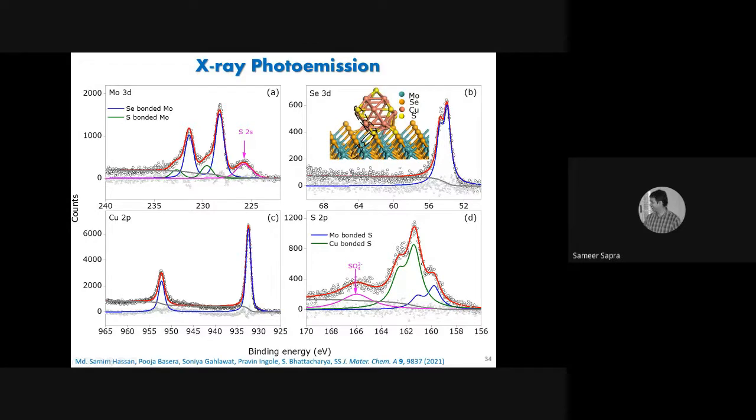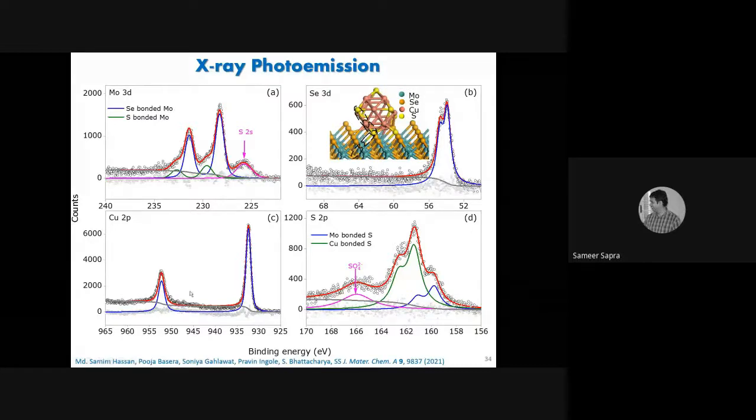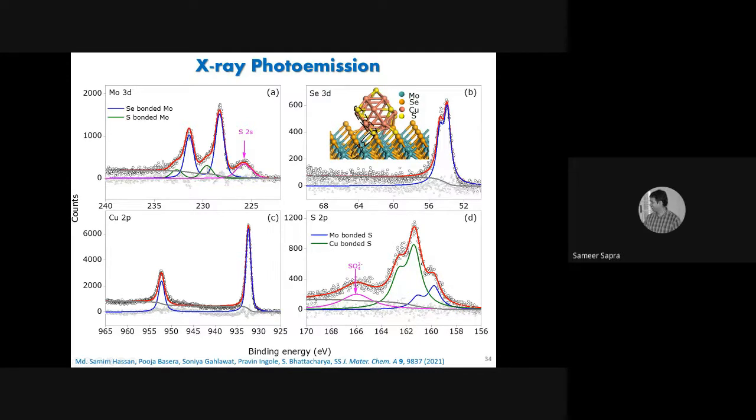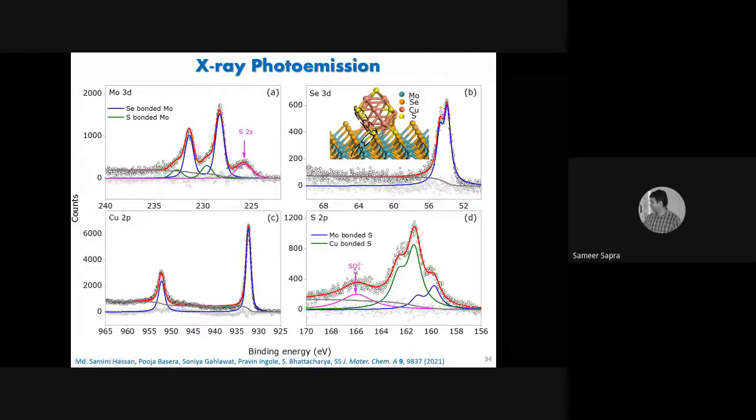Selenium, you get only one feature, the blue one. Okay. Which means selenium is bonded only to molybdenum. Copper, again, only one feature, which means cuprous sulfide is what we were making. So copper is bonded only to sulfur. Sulfur, again, you get two features. One bonded to molybdenum, and that's why that binding energy is slightly higher over here, and another bonded to copper. Some of this sulfur also gets oxidized because it's on the surface. Okay. So now you understand the structure of these materials, and these are these heterostructures.